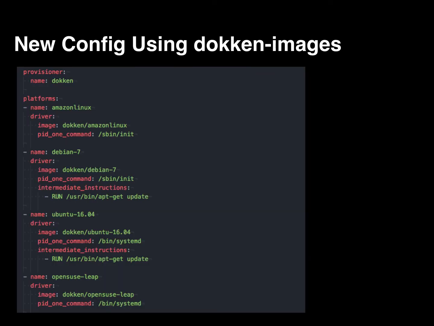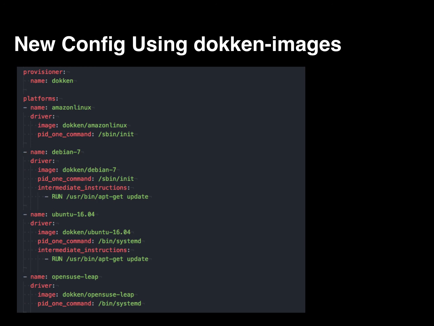So now we have a much simpler Dokken config. Instead of having these complex intermediate instructions, we just say Dokken/Debian-7, and we go on with our life. The best part is as we find new issues or new platforms come out, we'll build those configs out. We'll have new containers available for you. You can pull those down. Every time you test in Travis, you'll get the latest and greatest, and they're available a few minutes after a PR goes through. So that, I think, really improves the Dokken experience, but not everybody is using Dokken, right?